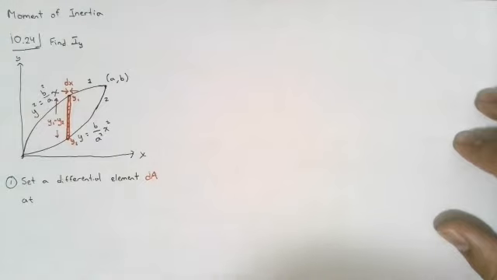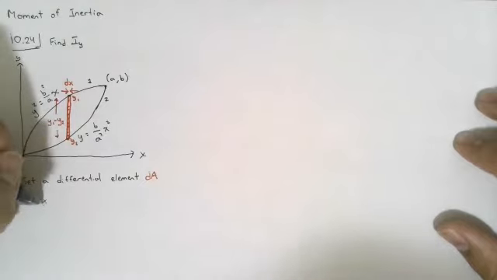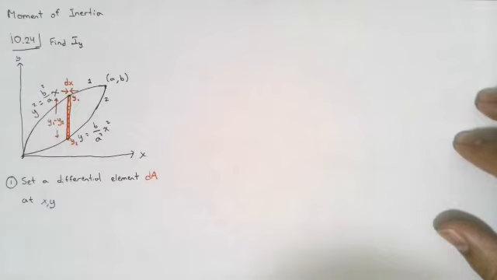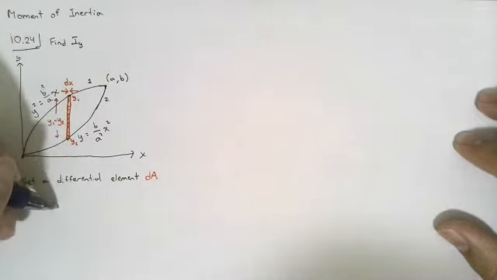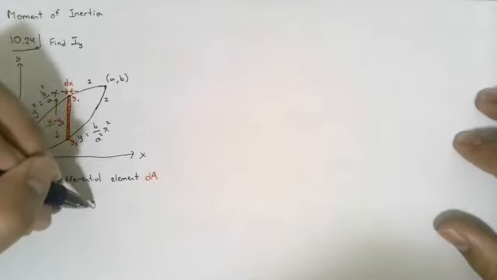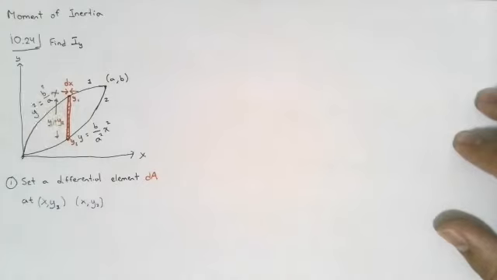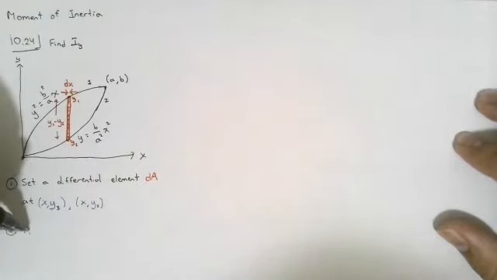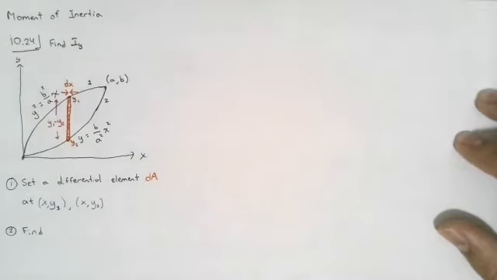So we set our differential element located at some arbitrary point (x, y). However, in this case, because we have two curves, I'm going to locate it at point (x, y1) or point (x, y2) because my element passes through both of those points. After setting our differential element dA, we need to find our x squiggly and y squiggly.